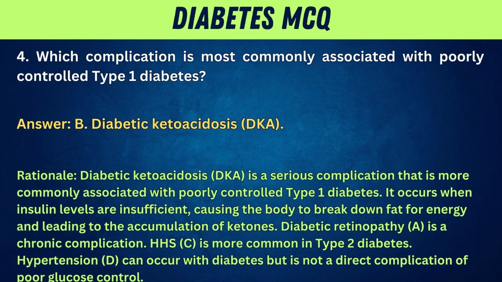Rationale. Diabetic ketoacidosis, DKA, is a serious complication that is more commonly associated with poorly controlled type 1 diabetes. It occurs when insulin levels are insufficient, causing the body to break down fat for energy and leading to the accumulation of ketones. Diabetic retinopathy, A, is a chronic complication. HHS, C, is more common in type 2 diabetes. Hypertension, D, can occur with diabetes, but is not a direct complication of poor glucose control.